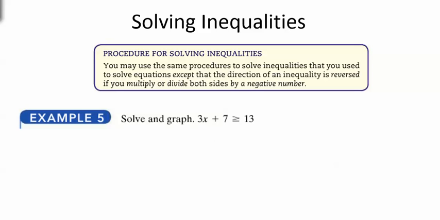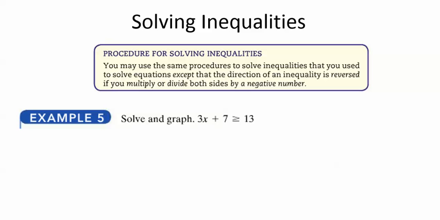And so I have a note here, procedure for solving inequalities. You may use the same procedures to solve inequalities that you use to solve equations, except, this is the only difference, that the direction of the inequality is reversed if you multiply or divide both sides by a negative number. So what does this mean? In the course of solving an inequality, if you come to a point where you have to multiply or divide both sides by a negative number, then you have to remember to reverse the direction of the inequality. And we'll see some examples of that later on in this video.